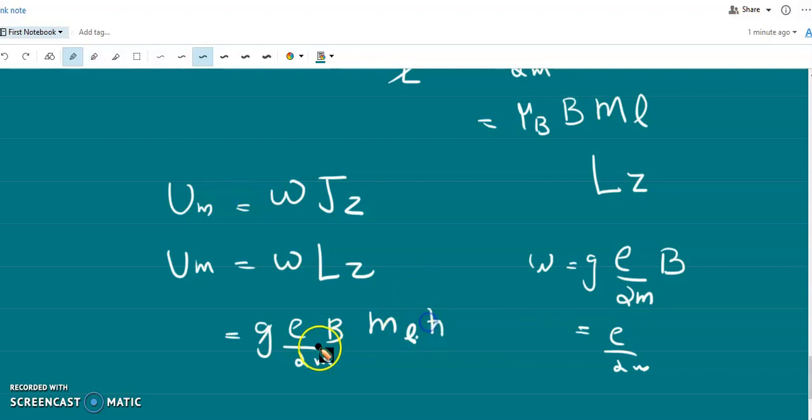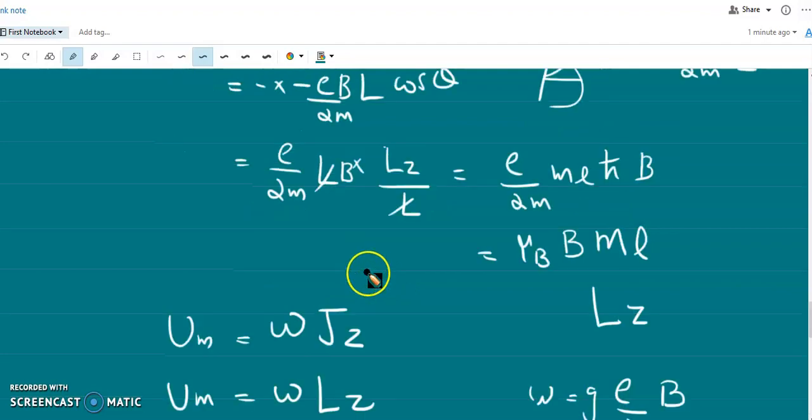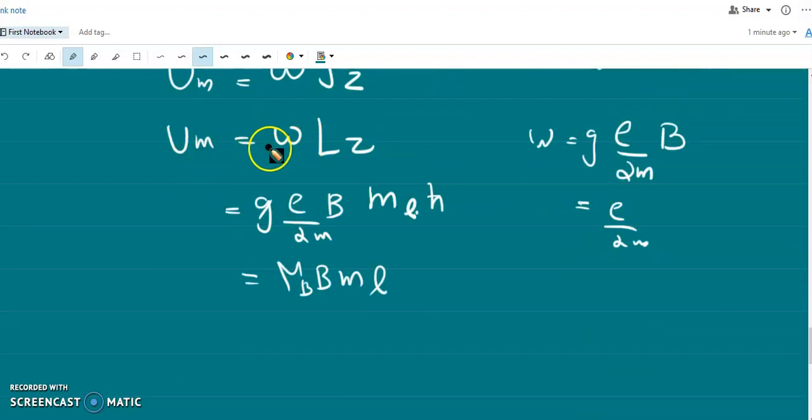So take this cross H as well, H cross by 2m, mu B B ml. So you can find out the interaction energy in both ways. You can use the minus mu B cos theta equation, or you can just use the equation that is omega times Lz, Jz. It is omega times Jz. Here, because these are singlets, it became omega times Lz.